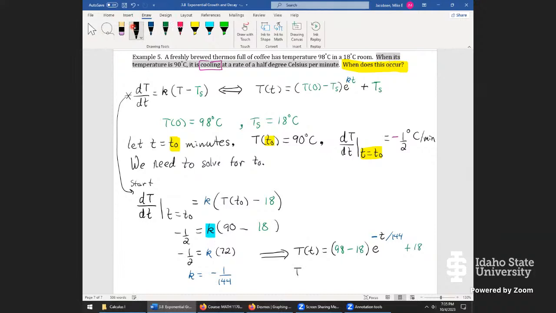So one more step to take, temperature at any time T, finally after small simplification looks like 80 e to the power of -T divided by 144 plus 18. So this will tell us the temperature at any time whatsoever. Took a lot of work to get to that stage. Any questions, folks, on the steps we took?